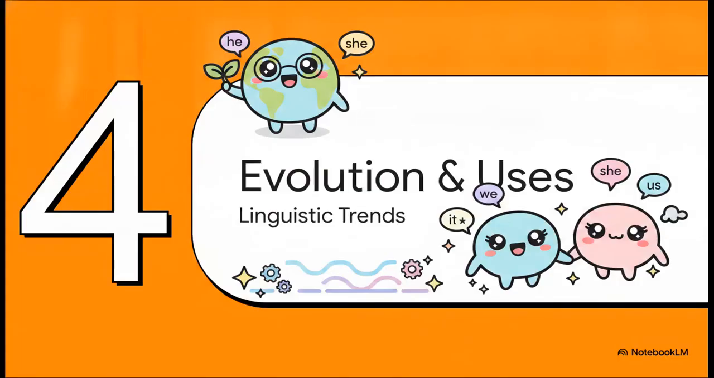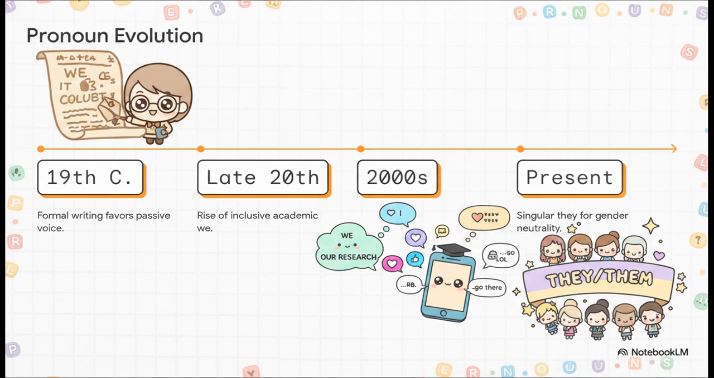Moving right into Section 4, Evolution and Special Uses. Historically speaking, we can map out a truly remarkable linguistic evolution here. Back in the 19th century, strict formal writing practically outlawed first-person pronouns, favoring the passive voice or that super distant editorial we.